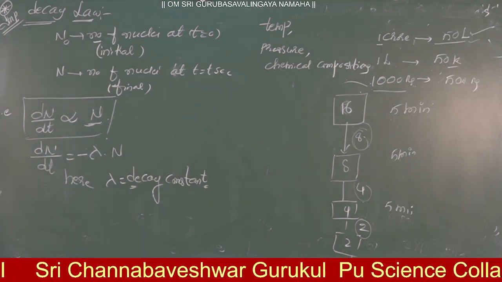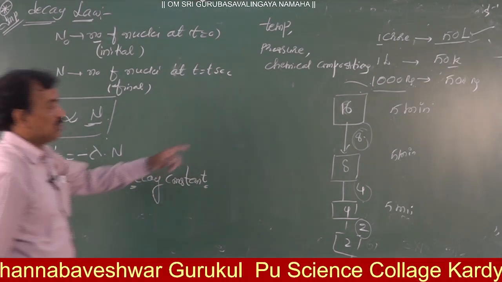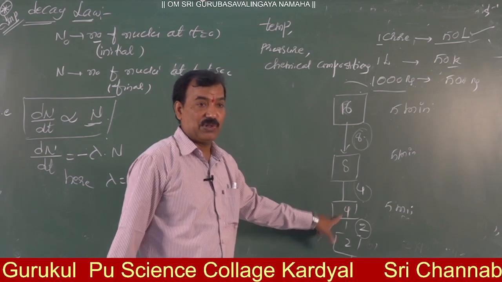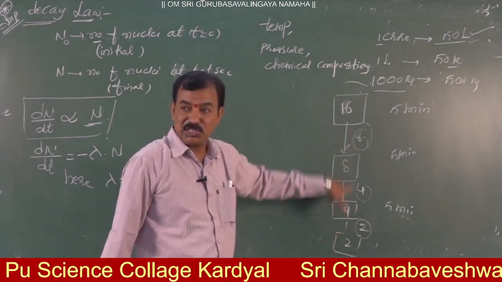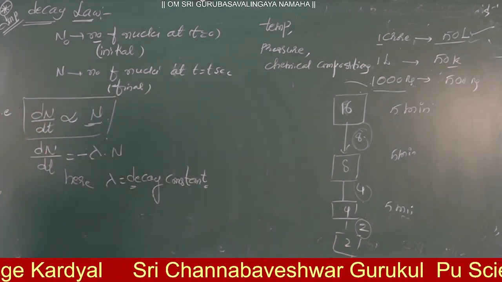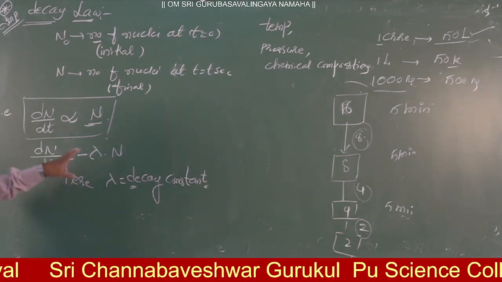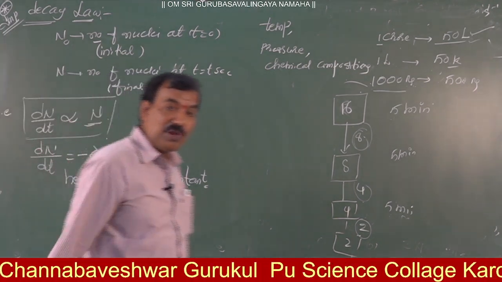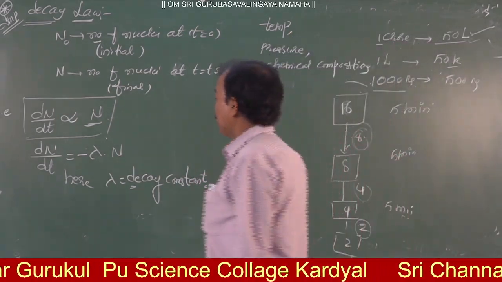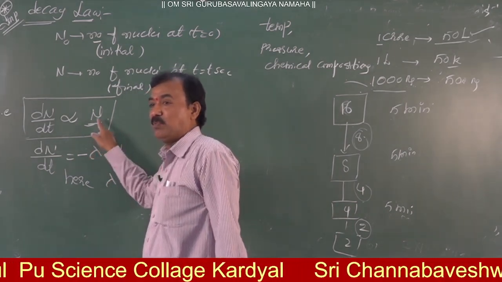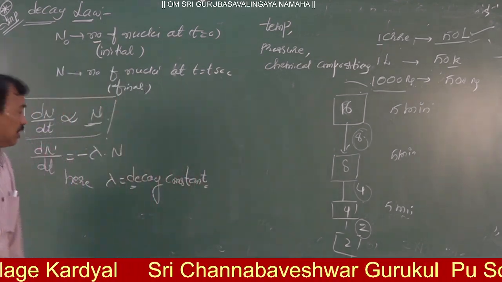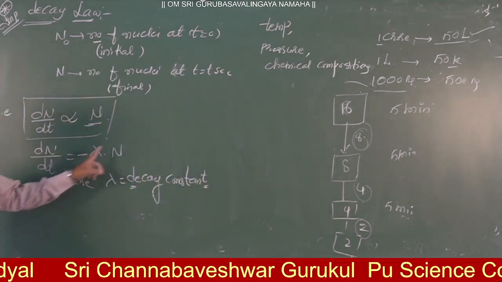Sir, why did you take the minus value? Initially the number was 16, next 8, next 4, next 2. That means it is only decreasing, so it is taken as negative. So dN by dt is equal to minus lambda into N, where lambda is the decay constant. We take minus because the number of nuclei decreases as time increases.